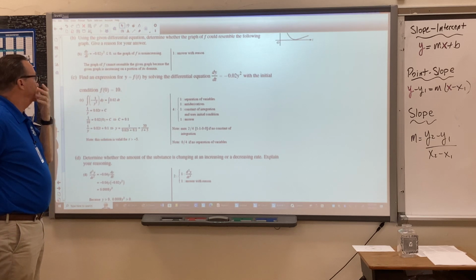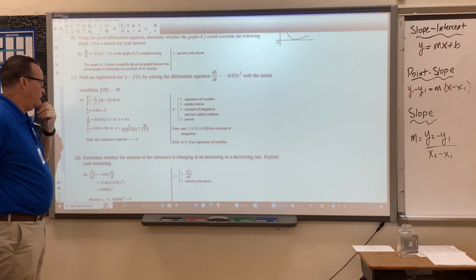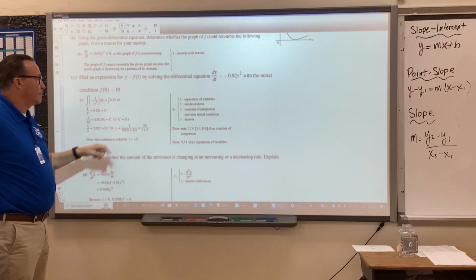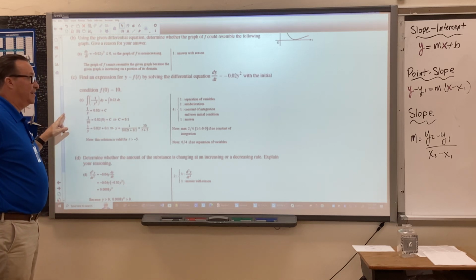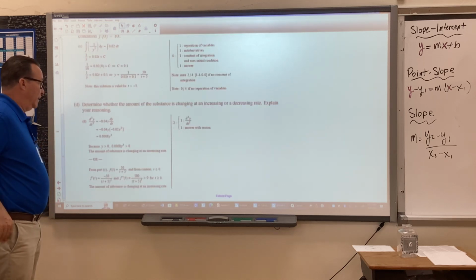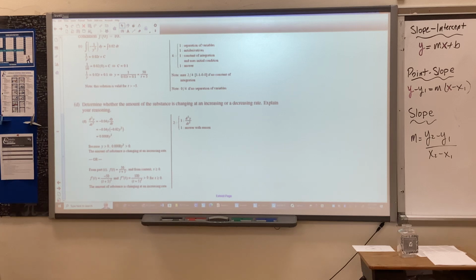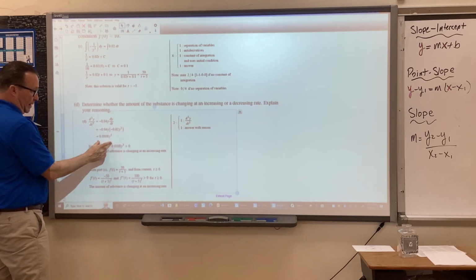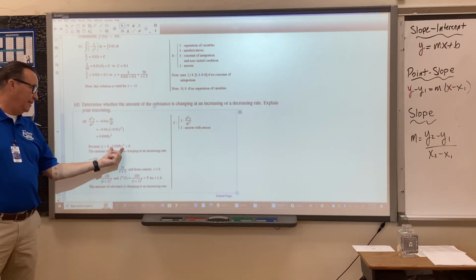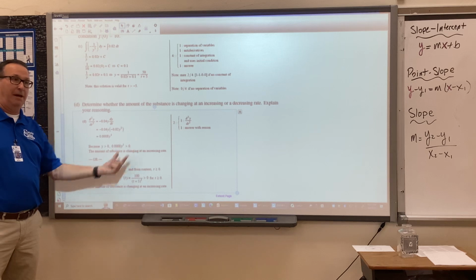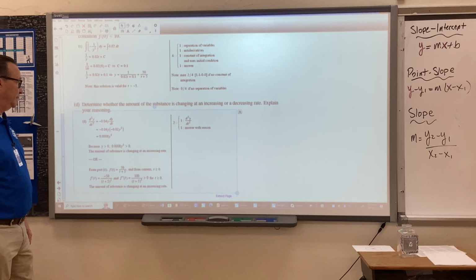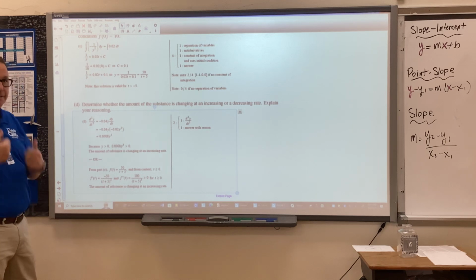Find the expression with the initial condition. Oh, this is exactly what we had. 4 points for that. Usually more than this last one. This negative thing times that negative thing is this positive thing. Because y is always positive, this second derivative is always positive. The amount of the substance is changing at an increasing rate. Good?